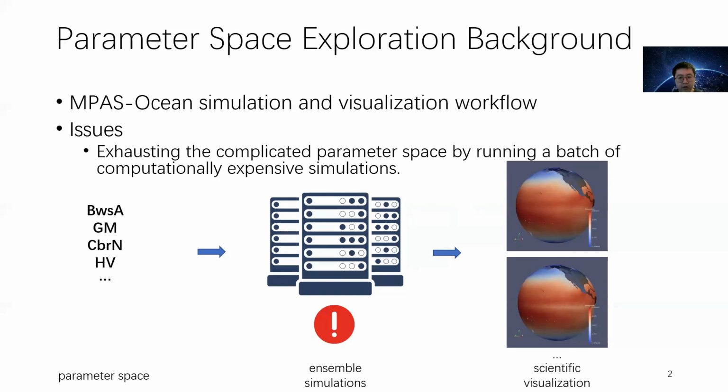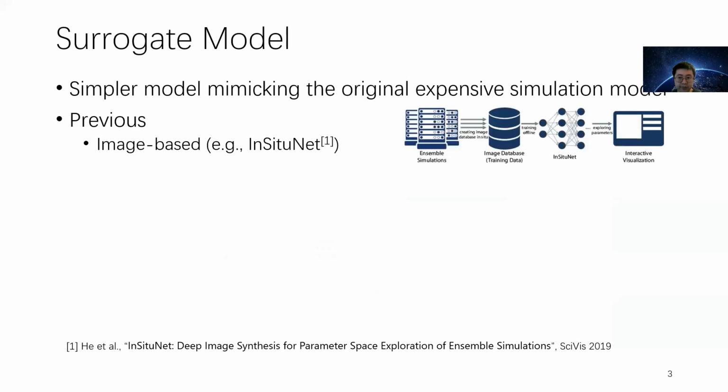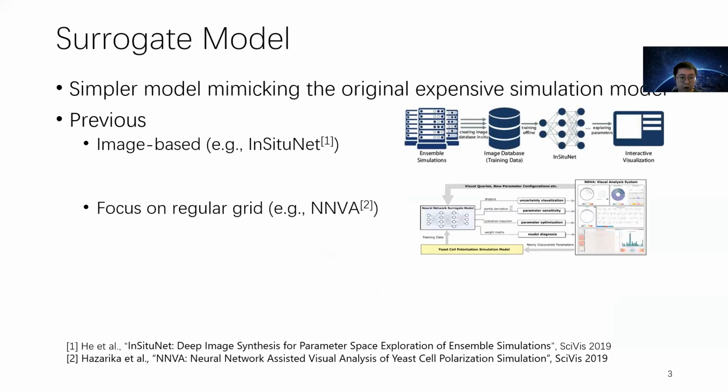However, the simulation space exploration requires exhausting the complicated parameter space by running a batch of computationally expensive simulations. To make the parameter space exploration efficient, scientists exploit surrogate models to mimic the original expensive simulation model. And the existing surrogate model-based parameter space analysis in our visualization community usually are either image-based, such as InSituNet, or focus on regular grid, such as NNVA, which leads to two limitations.